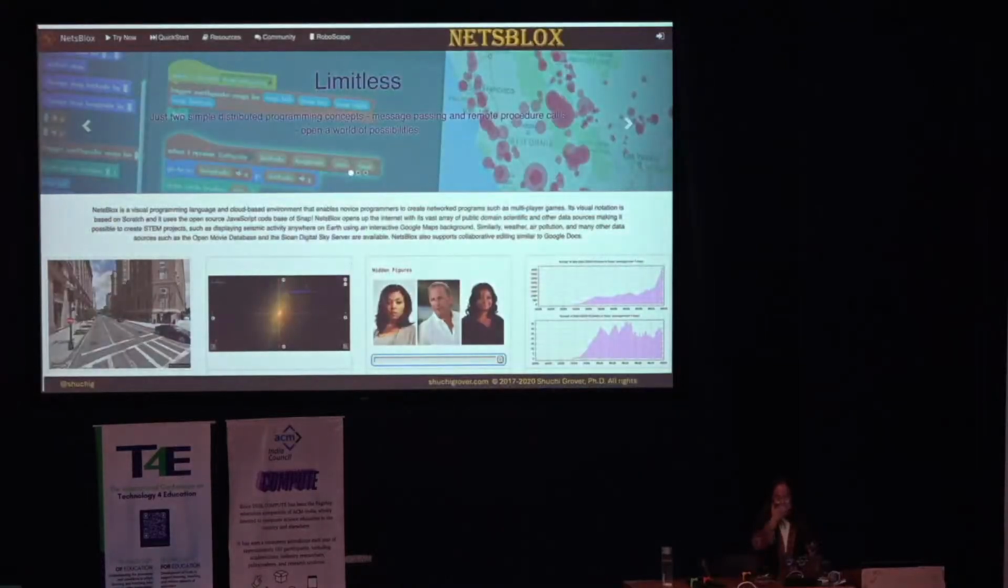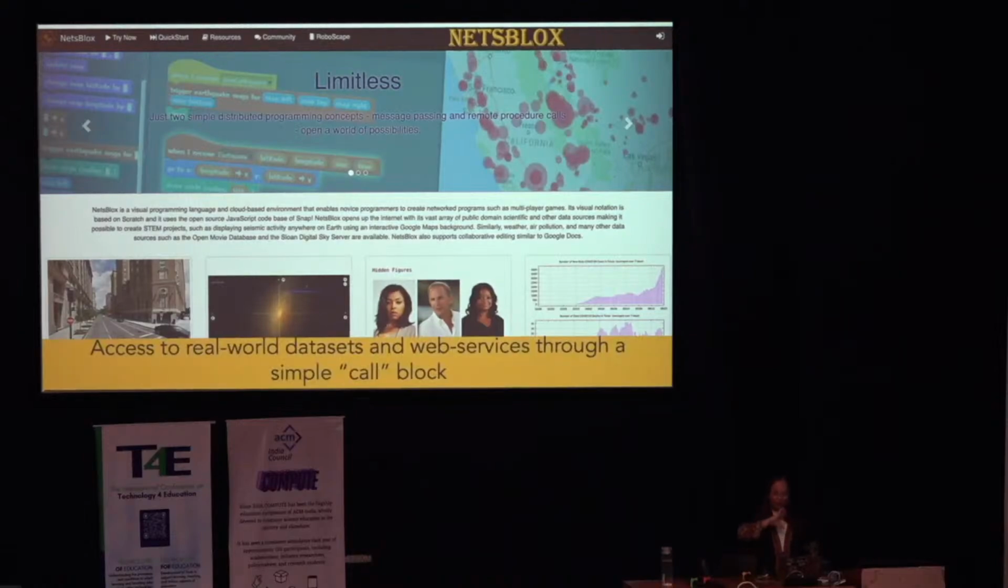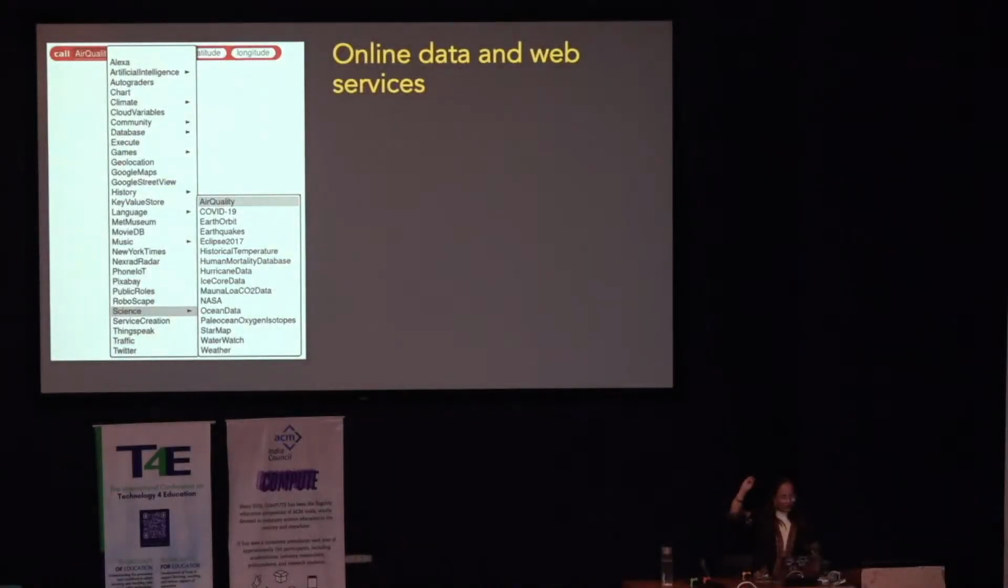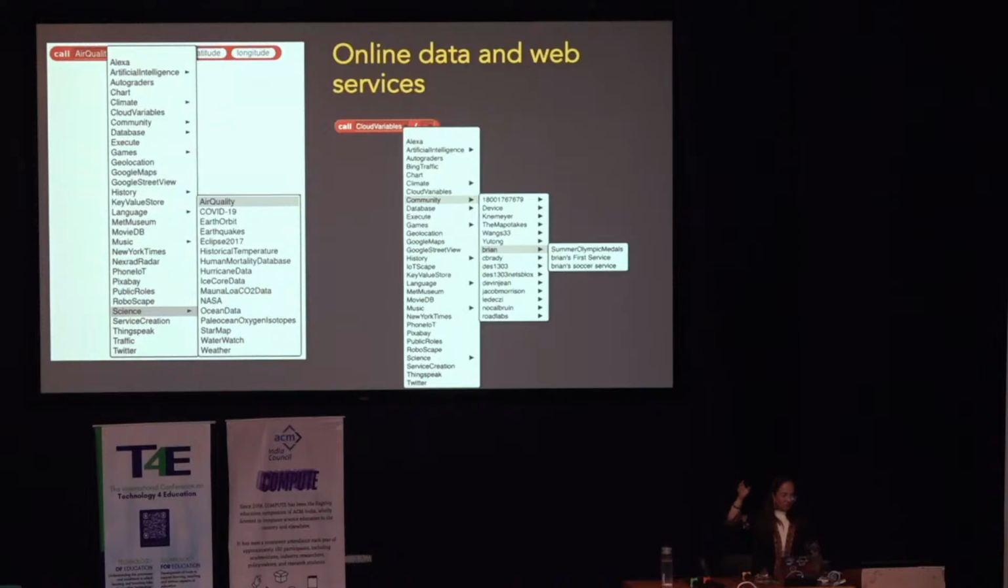And we're using this environment called NetsBlocks, which is basically an extension of the SNAP block-based programming environment. By adding a couple of abstractions, it really opens up the internet and data sources across the internet to students. For example, this call block, you can have data around air quality, COVID, eclipse, earthquakes, NASA, etc., and it's all real data. Even things like New York Times, Twitter, etc. And students can bring in their own data sets too.